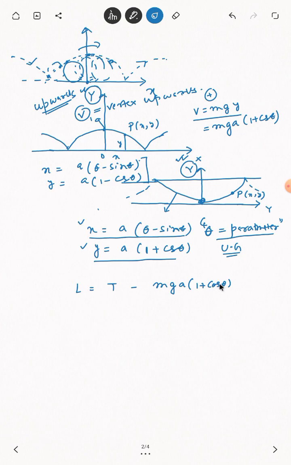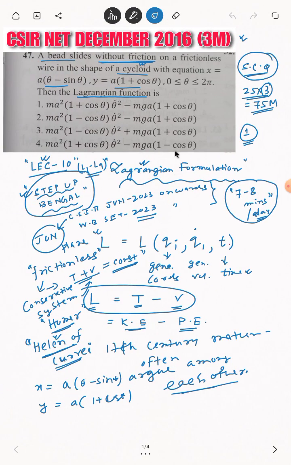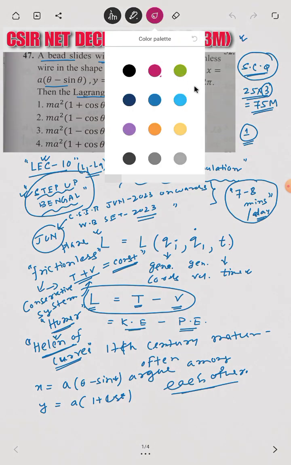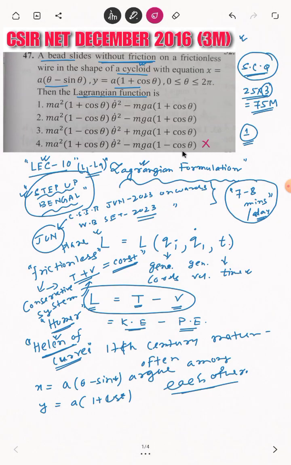First of all, in this type of problem we would like to calculate the potential energy first, because we have seen in the previous lecture that there was no need to calculate kinetic energy, because in all the options potential energy was given in different forms, so only one form will match with our answer. So if we consider this V as this, then look at the beauty, 1 plus cos theta. The option with 1 minus cos theta in the bracket is eliminated.